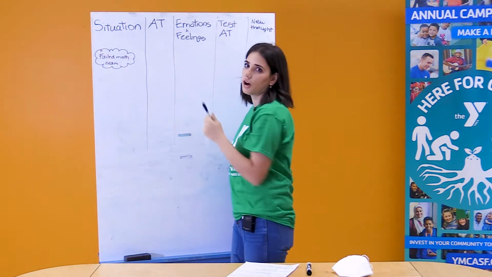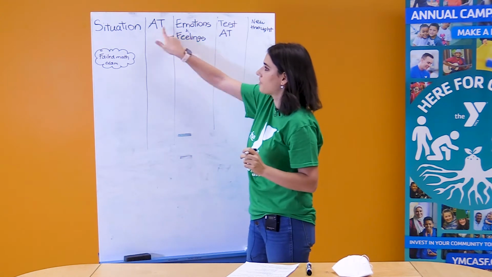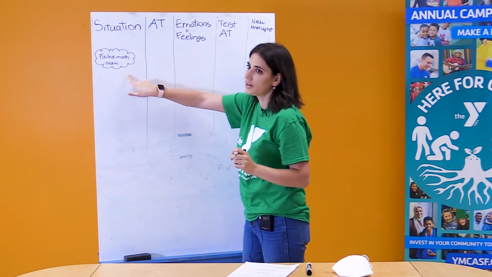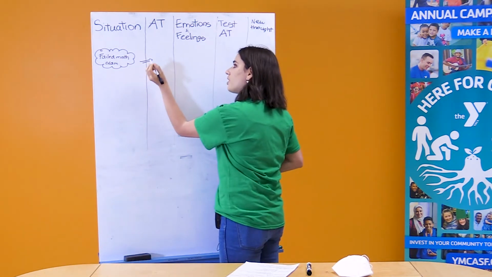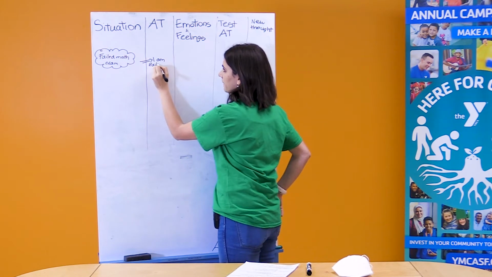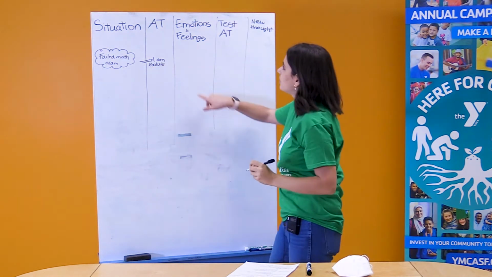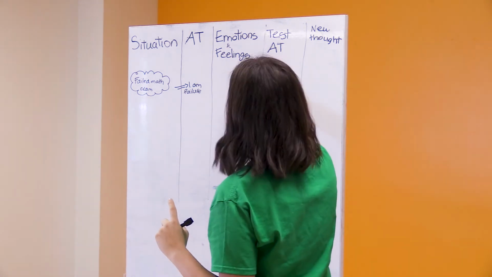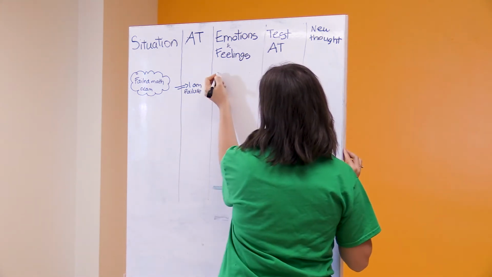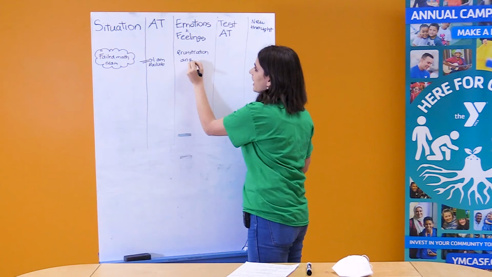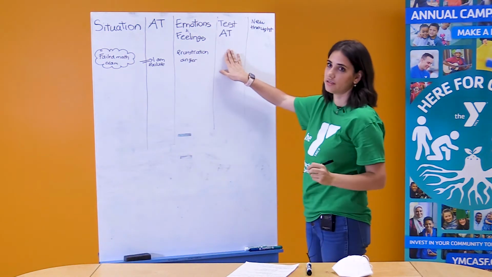Here in the next column, you see automatic thought. So you have to write down what automatic thought was triggered by your situation. The automatic thought is that I am a failure. Now, you have to write down emotions and feelings that are associated with your automatic thought. So, frustration and anger.